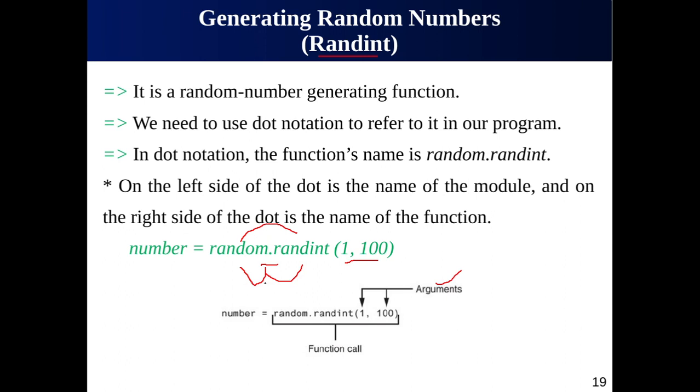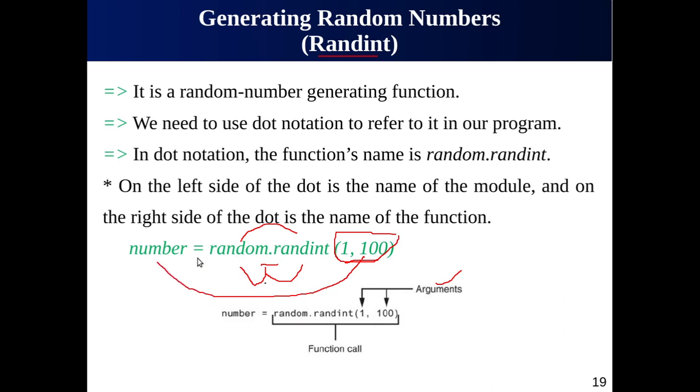You have to notice these two arguments that appear inside the parentheses, 1 and 100. These arguments tell the function to give an integer random number within this range, between 1 and 100. And remember, both 1 and 100 are included in the range. When you run this program, it will generate a random number in this range. It could be 1, it could be 2, it could be 3, up to 100. The possibility of any number is the same. And then that randomly generated number will be assigned to this variable number.